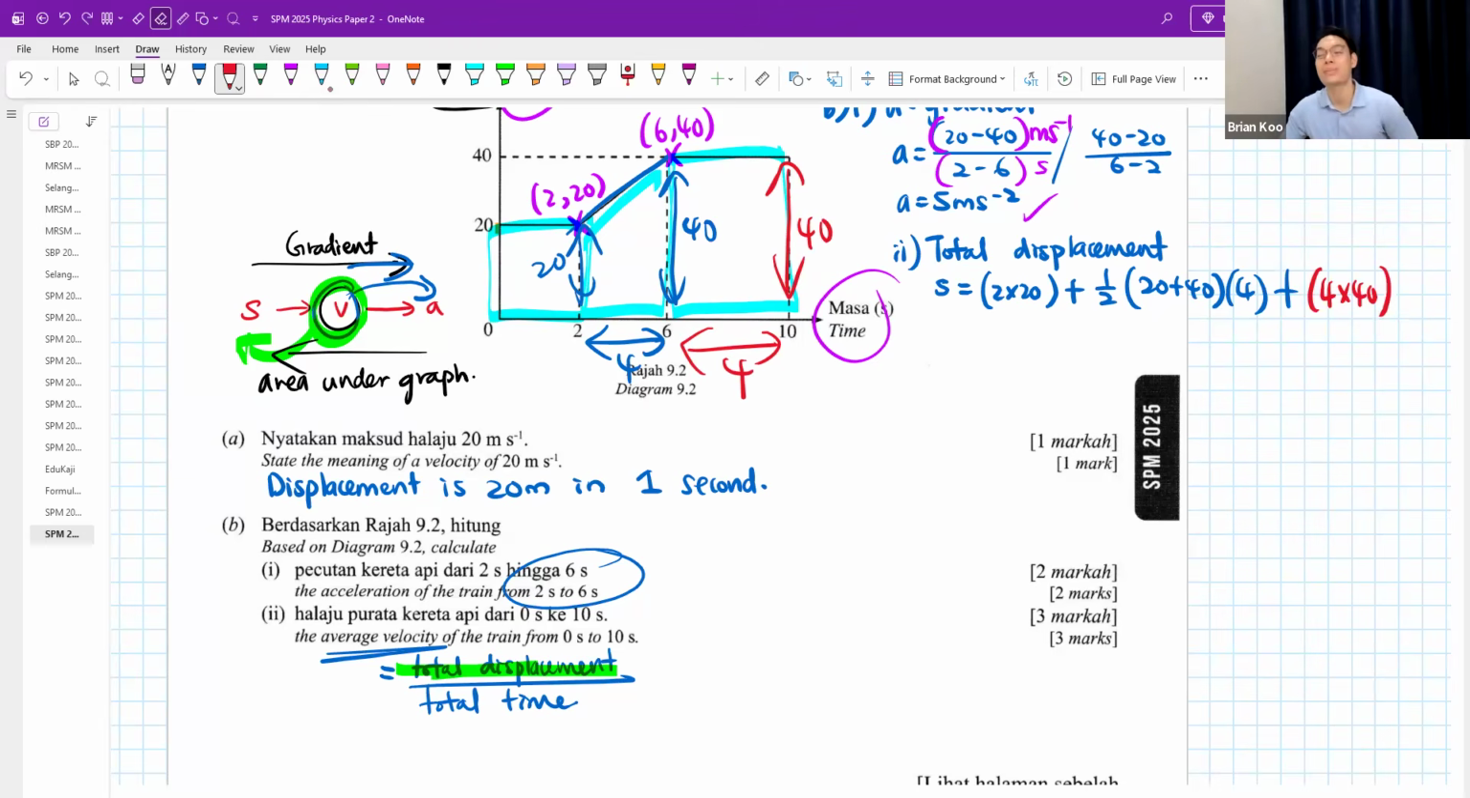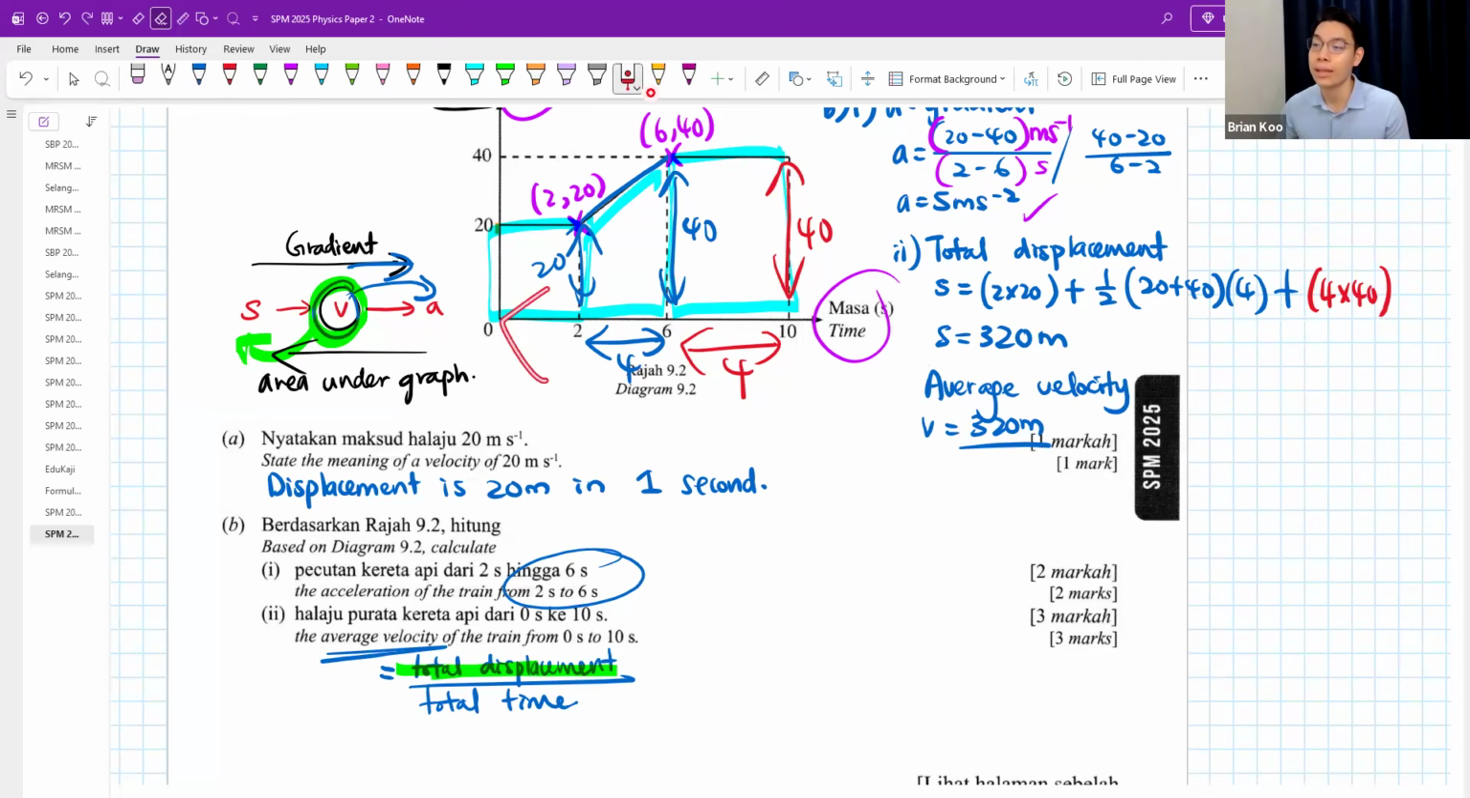That is the total displacement. Okay, make sure you know how to do trapezium. This is the parallel sides, plus together, multiply with the height. I get 320 meters. Okay, then the average velocity is equal to 320 meter total displacement divided by total time. The total time taken is only 10 seconds.